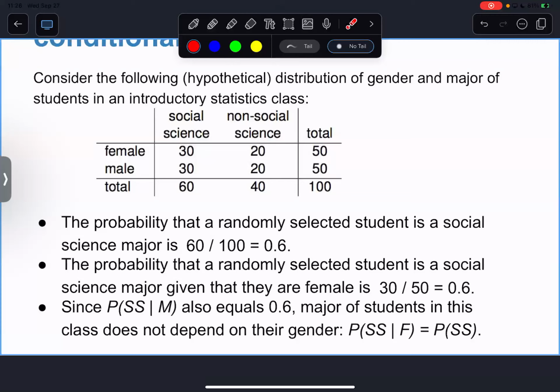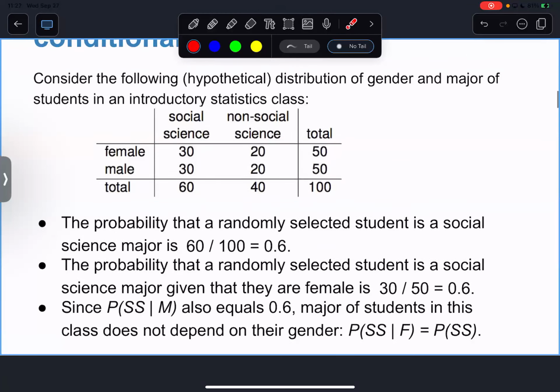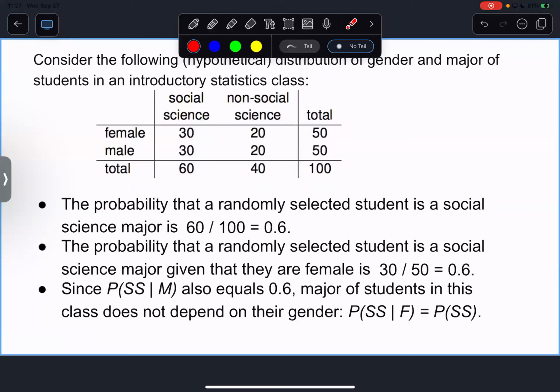I would probably say that these look pretty independent. Why? The counts look the same, right? For females, 30-20, and for males, 30-20, but also within the groups, 20-20, 30-30. That tells me that these are probably independent, because your gender doesn't seem to determine the distribution of the major, and same thing with the major, it doesn't seem to determine the gender.